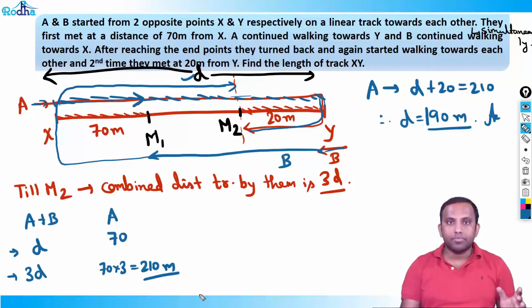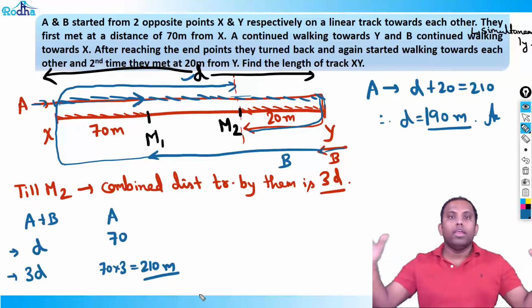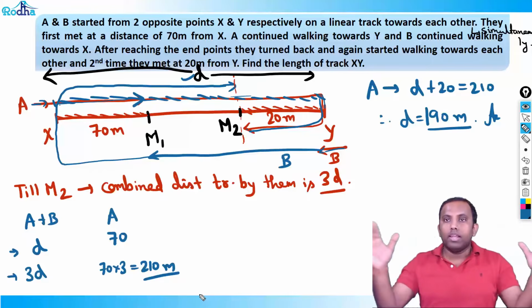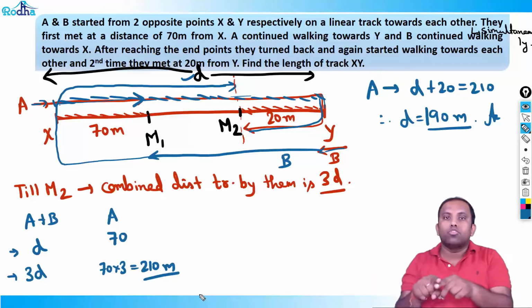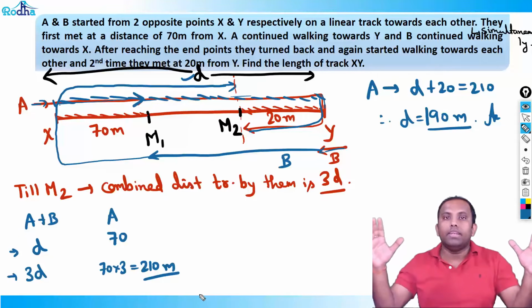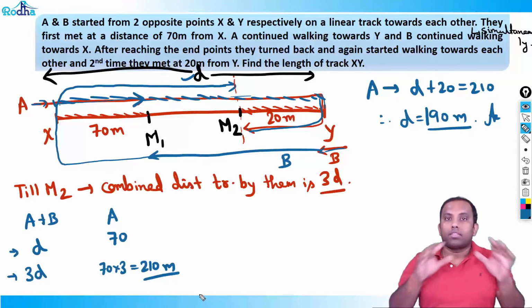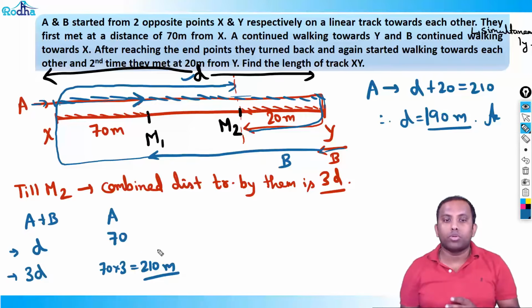Just have a quick revision. A and B started from two opposite points X and Y. When the combined distance traveled by them is D, A has traveled 70. Till M2, the combined distance traveled by them is 3D. So in every D distance traveled by both of them, A contributes 70. So in 3D distance, A will contribute how much? 70 times 3, 210.